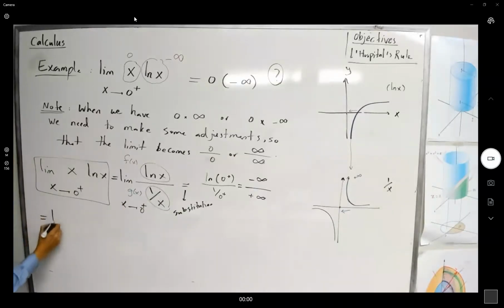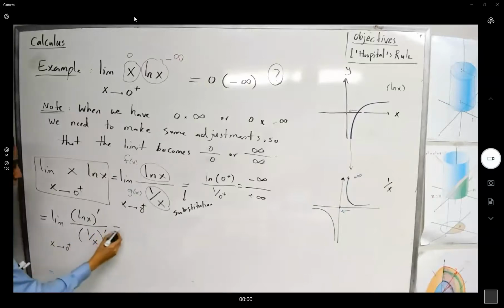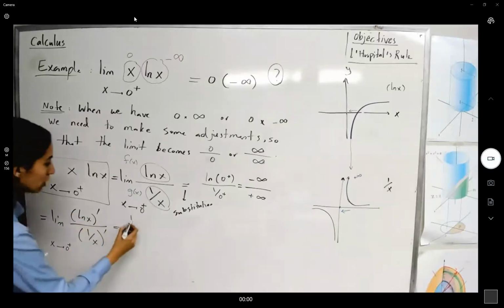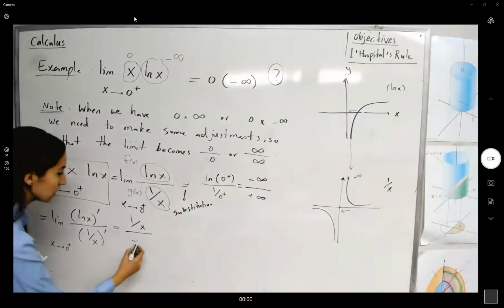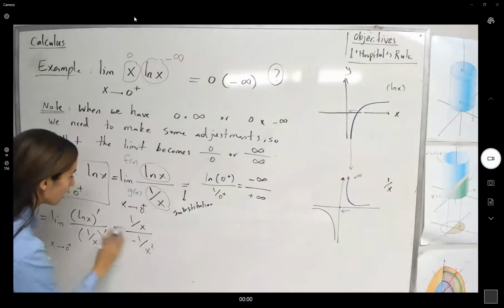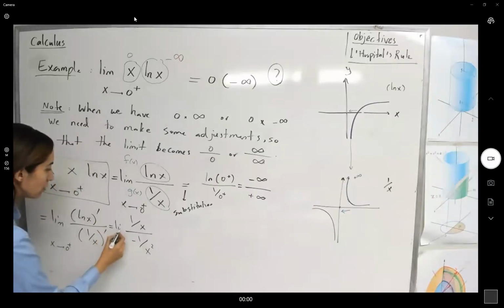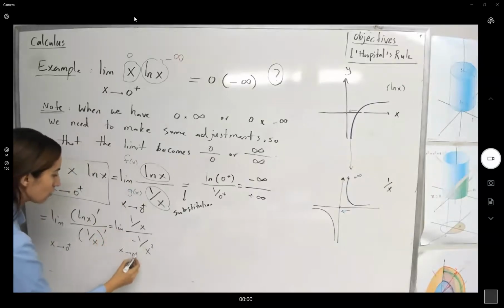You have the limit of f prime. So we are taking the derivative of ln. We divide that by the derivative of the reciprocal function as x approaches 0 from the right-hand side. Well, the derivative of ln is 1 over x. The derivative of 1 over x is negative 1 over x squared. And we are finding this limit as x goes to 0 from the right-hand side.